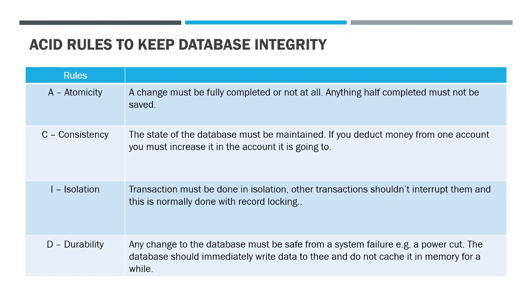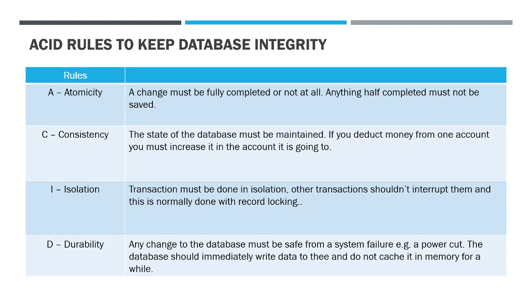Other transactions shouldn't interrupt them, and this is normally done using something called record locking, which we'll talk about in a minute. So basically, transactions are individual things that get completed individually, and then another transaction happens after. You don't combine them and do 2 at once. You can do 2 things at the same time if they're not touching the same data, but of course, if they're touching the same data, then there's a problem, and we need to look into that.